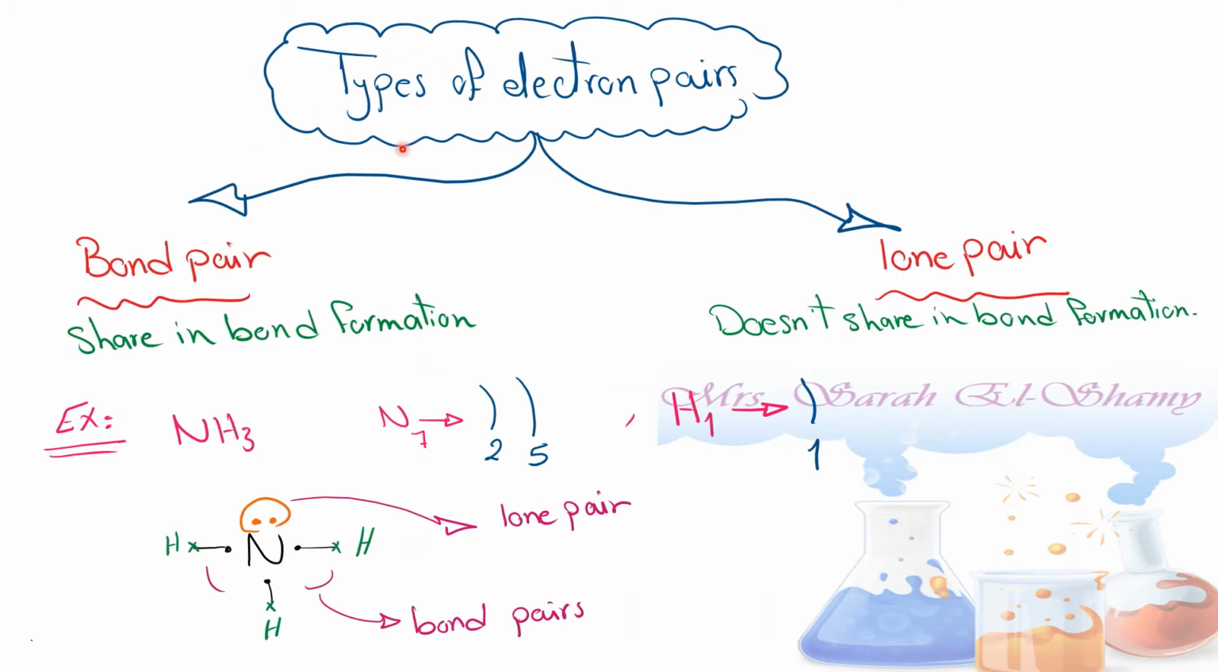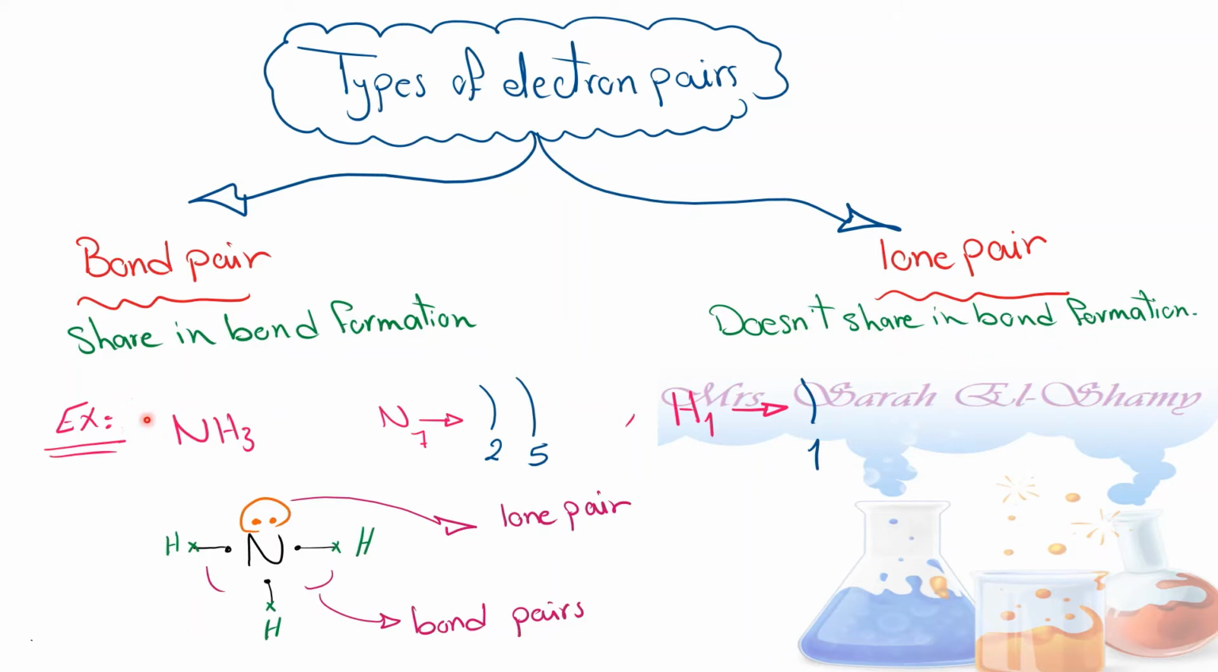One more thing that you should know before reaching the types of hybridization is the type of the electron pairs. How many types of electron pairs do we have? We have only 2 types. The first one is called bond pair, the second one is lone pair. What is the meaning of bond pair? They are the electrons that share in the bond formation. The lone pair are the electrons that don't share in the bond formation.